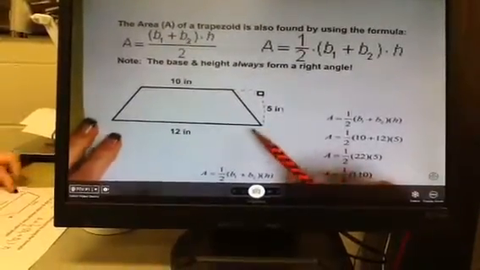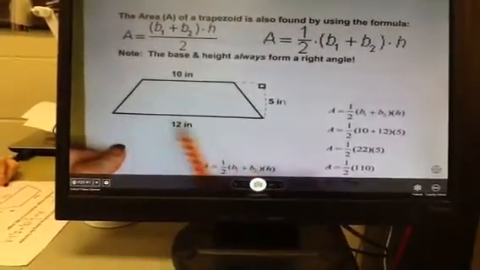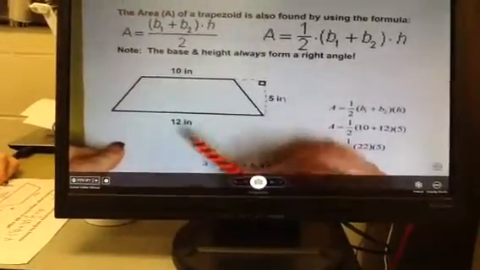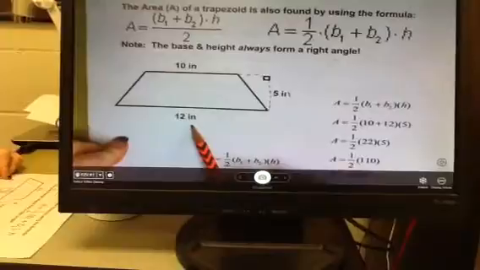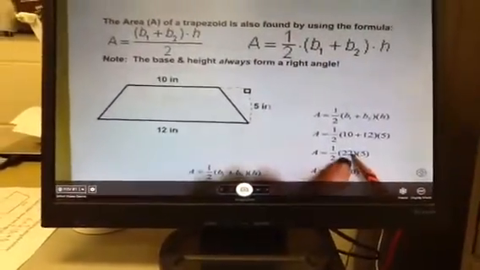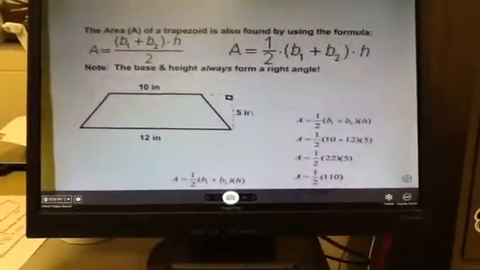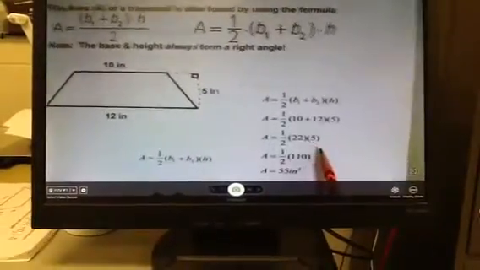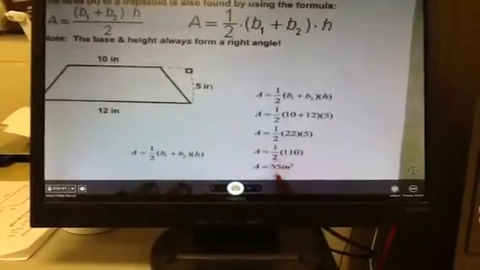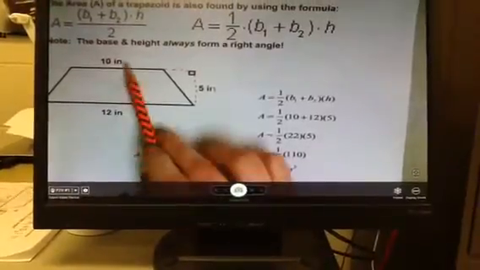So if I'm going to use the formula for this one, this is my base 1. This is my first base. It's the bottom base. My base 2 is the other base to my trapezoid. So I'm going to have to add those two numbers together. So I have 10 plus 12, which is 22. Then I'm going to multiply it by my height, which is 5. So then 22 times 5 is 110, and then half of 110 is 55. My label is inches squared because I have a label of inches on my numbers.